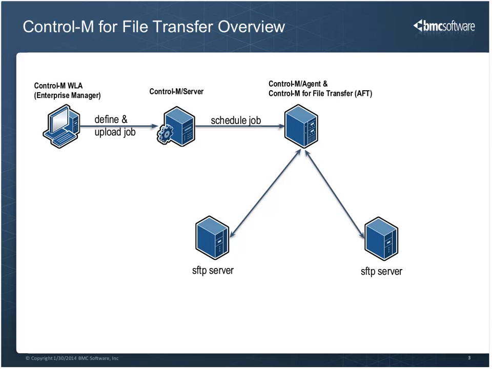As you can see here, Control-M for file transfer can connect to an SFTP server and transfer a file from that server to another SFTP server. Control-M for file transfer acts as an SFTP client in this sense, so it's not an SFTP server, it'll need an SFTP server to connect to.